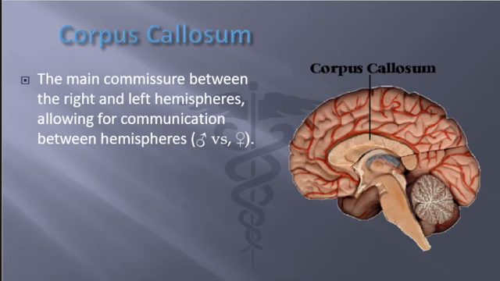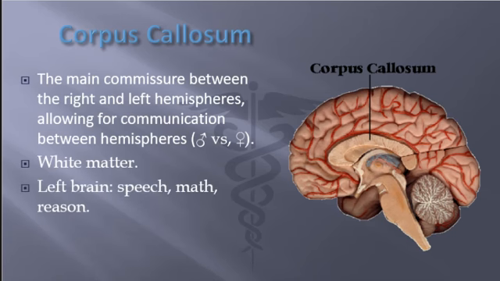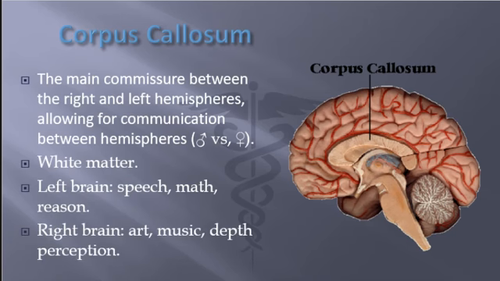Okay. So can you look at a brain and tell if it's male or female? No, not by looking at it. It's mostly made of white matter. The left brain tends to be for speech, math, and reason. The right brain tends to be art, music, depth perception. That's interesting. Have you ever heard that women are better at multitasking? Yeah. This is why.